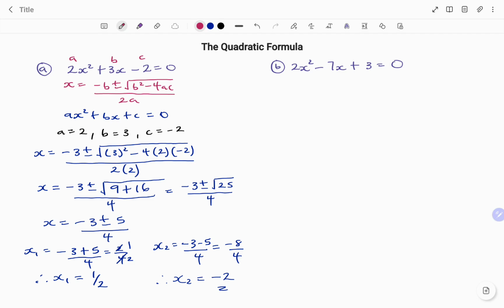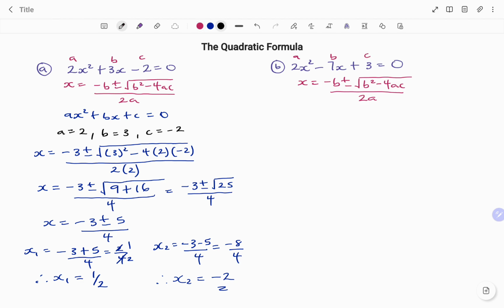The second part of my question says 2x squared minus 7x plus 3 equals 0, using the same quadratic formula, which states that x equals minus b plus or minus the square root of b squared minus 4ac all over, or divided by 2a. Remember, like we did in the first example, the coefficient of x squared is a, the coefficient of x is b, and this constant term is my 3 here.